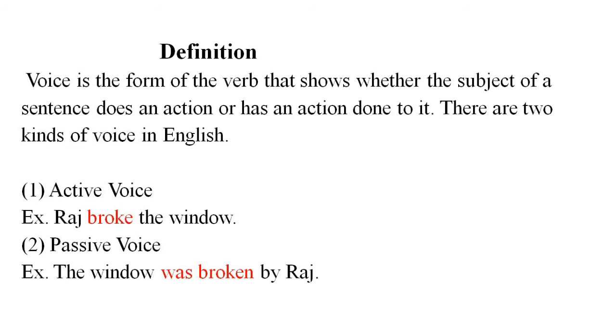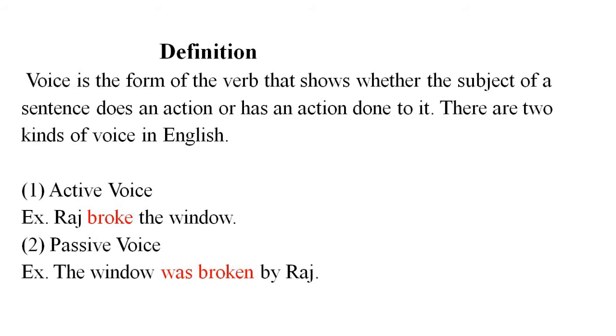The form of the verb that shows whether the subject of the sentence does an action or has an action done to it. Dear students, there are two kinds of voice in English. First is active voice. Example, Raj broke the window. Second is passive voice. Example, the window was broken by Raj.